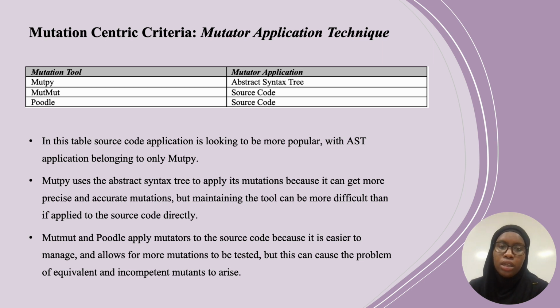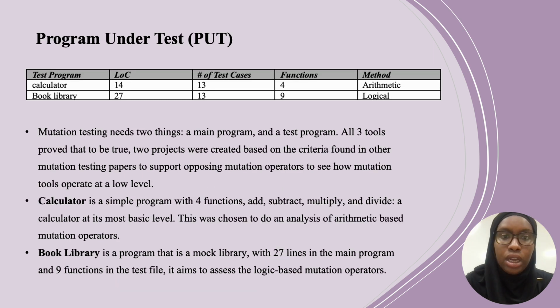Mutator application technique is important because it determines where and how precise mutations are applied. MutMut and Poodle apply mutations to the source code, while MutPy applies mutations to the AST. Now I will be discussing the experimental programs I will be assessing the mutation tools with. I developed 2 separate programs and test suites to match because finding suitable open source software with readable code, documentation, test suites, and compatibility with the tools was a difficult task. I chose these projects to see how mutation tools operate at a basic level.